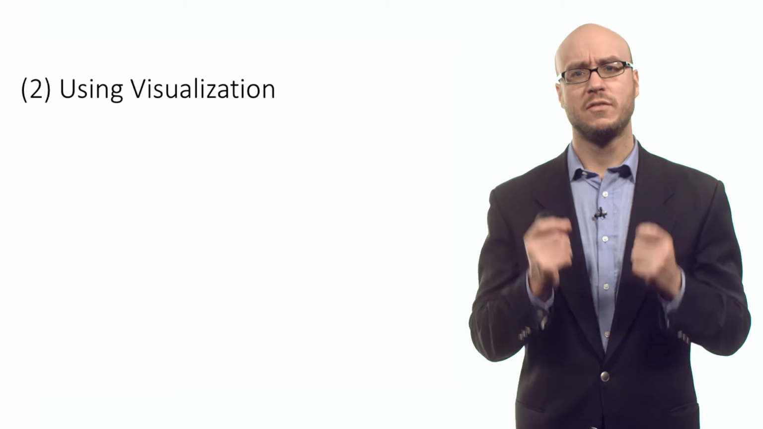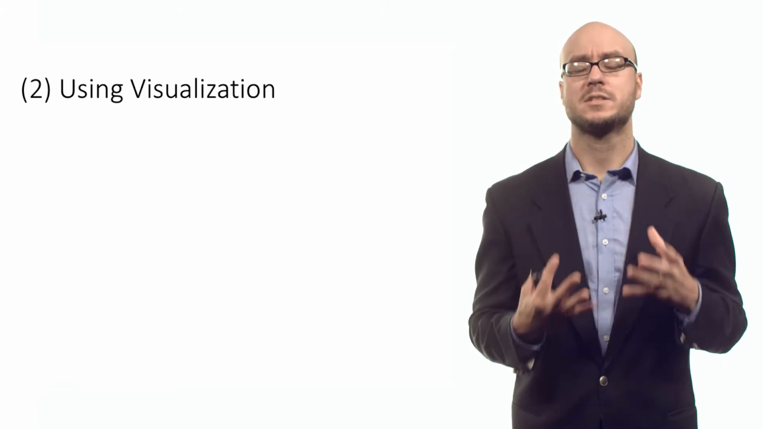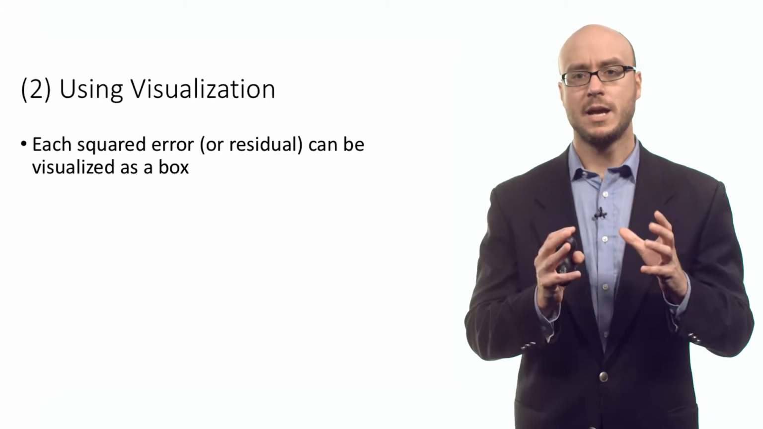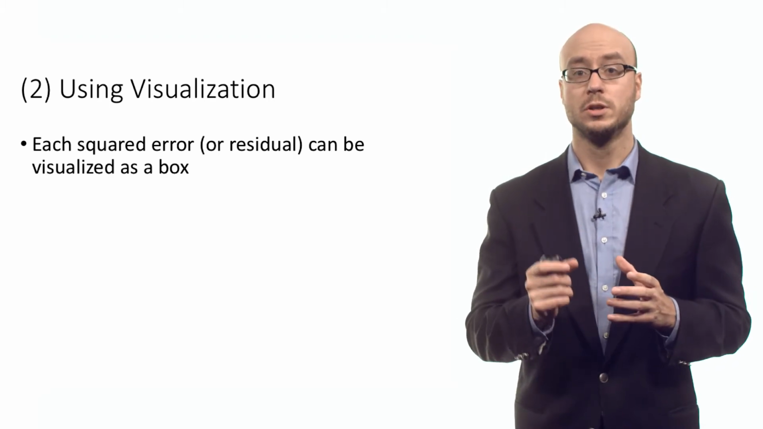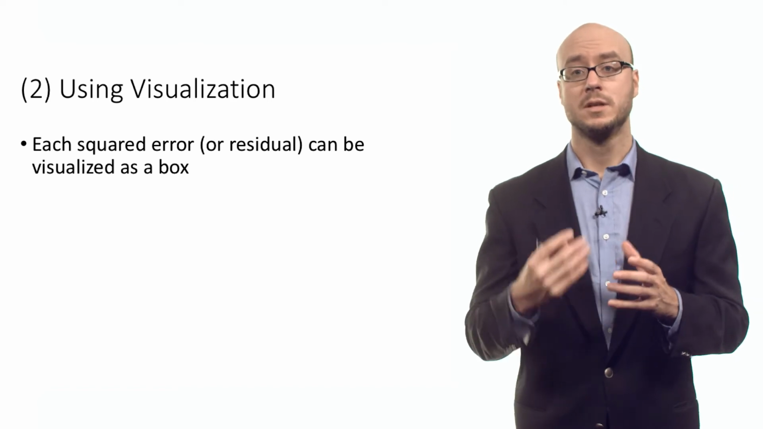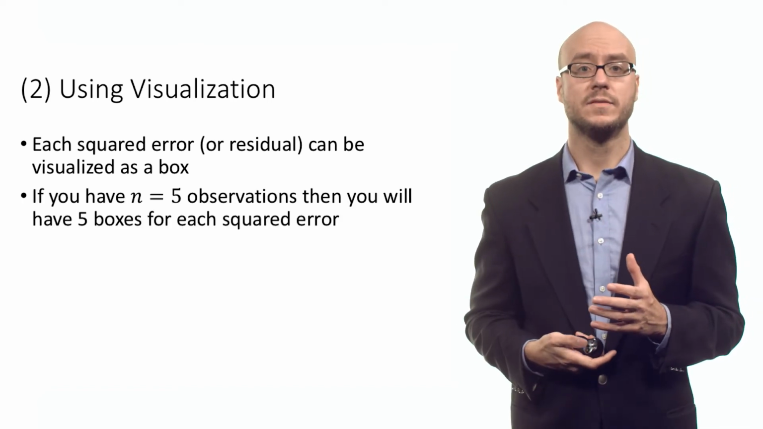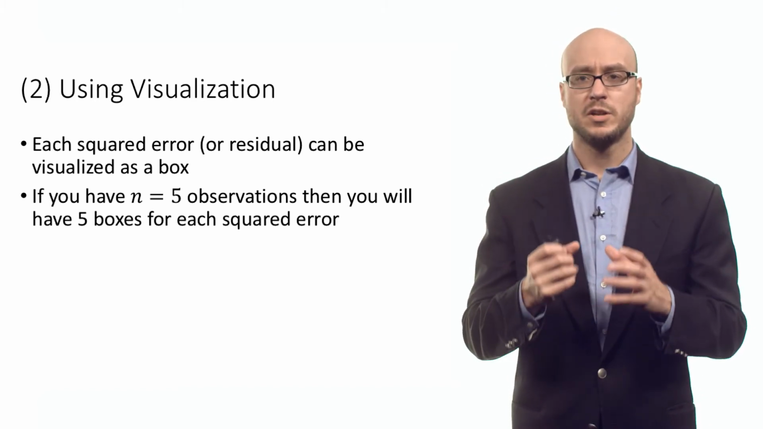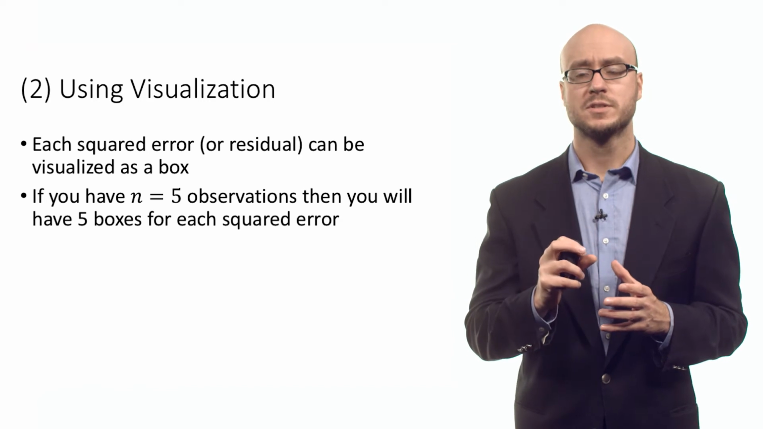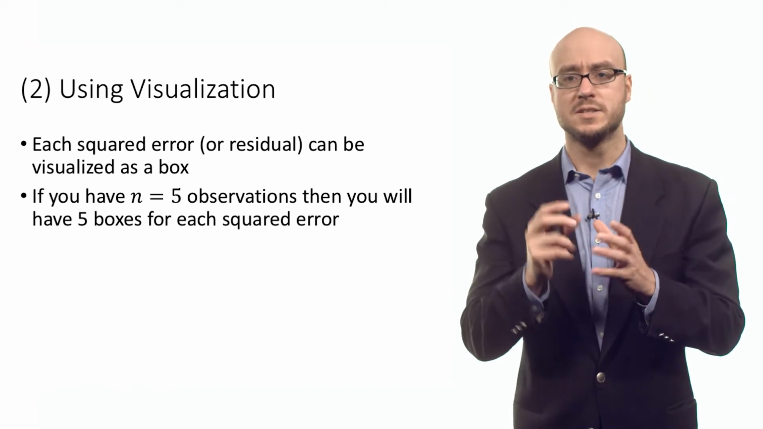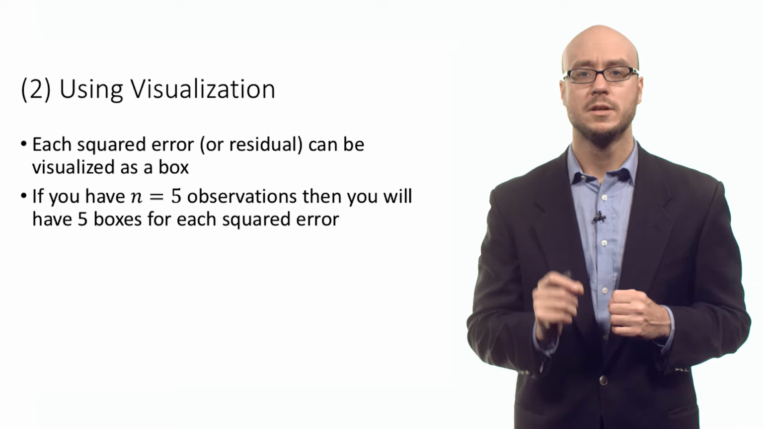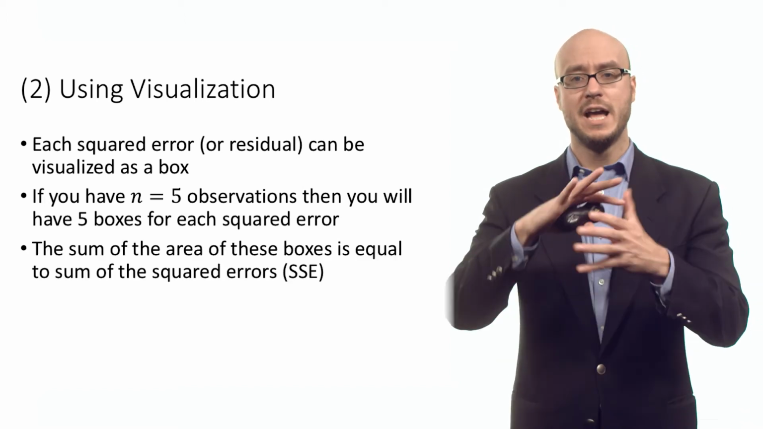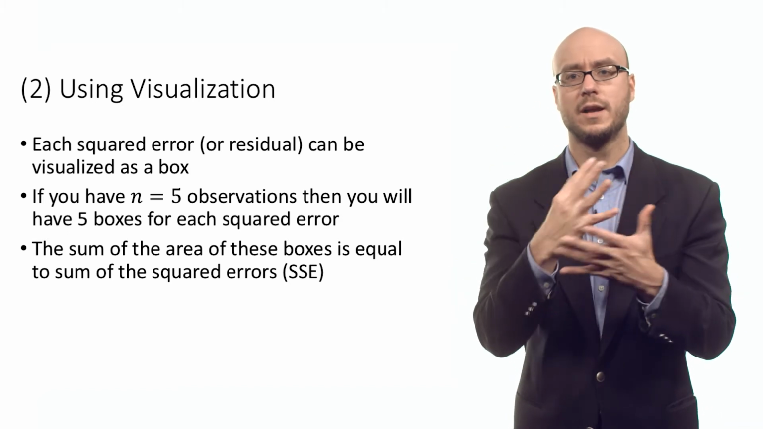The other way to really understand, and I think the more useful way for most people, is to visualize, because you can minimize the sum of the squared errors using a series of visualization techniques. Conceptually, each squared error or residual, you can visualize as a box on a scatter plot. Suppose you have a small data set of 5 observations, then you'll have 5 errors, 5 residuals, and accordingly 5 boxes. The area of each of those boxes will be equal to the squared error for that particular observation. The sum of the squared errors is the total area of those boxes.